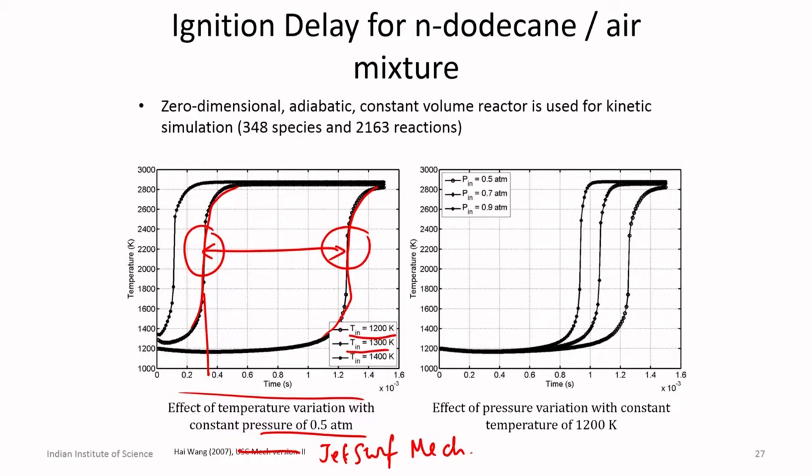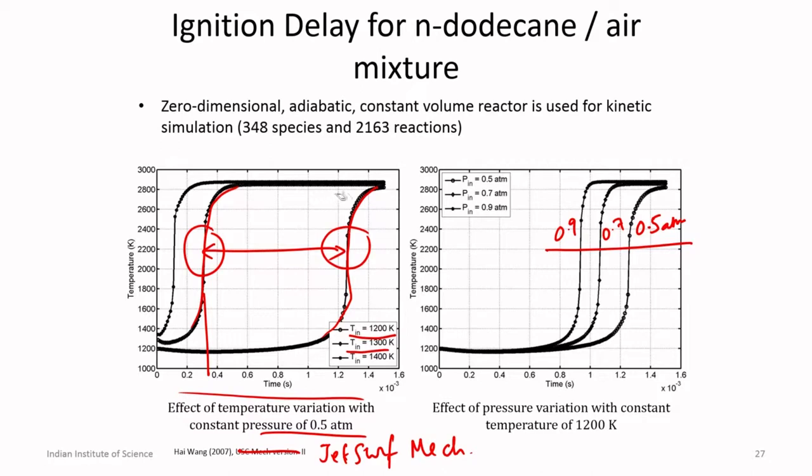Okay, so here you see the effect of pressure variation also. If you go from 0.5 atmosphere to 0.9 atmosphere, so this is at 0.5 atmosphere, this is at 0.7 atmosphere, and this is at 0.9 atmosphere. As you increase the pressure, of course the ignition delay reduces. So from about 1.25 milliseconds, it goes to about 0.9 milliseconds. But of course, pressure has some effect, but it is not as sensitive as that of temperature.